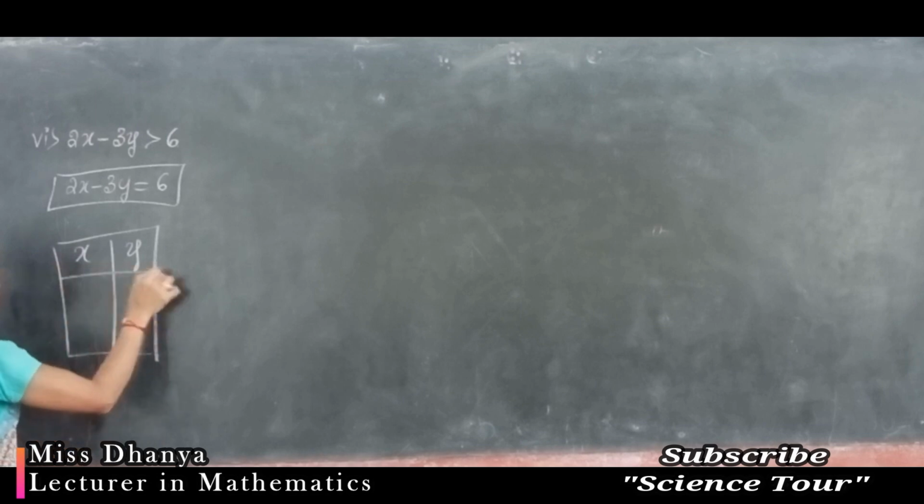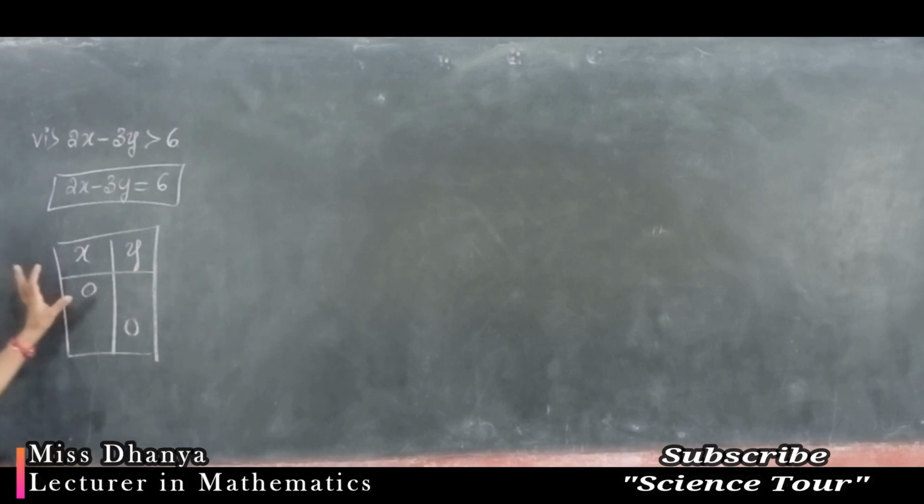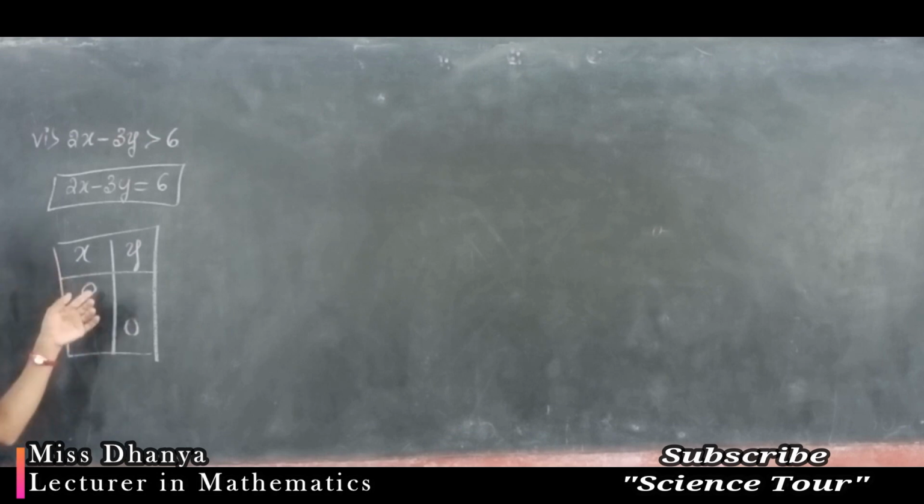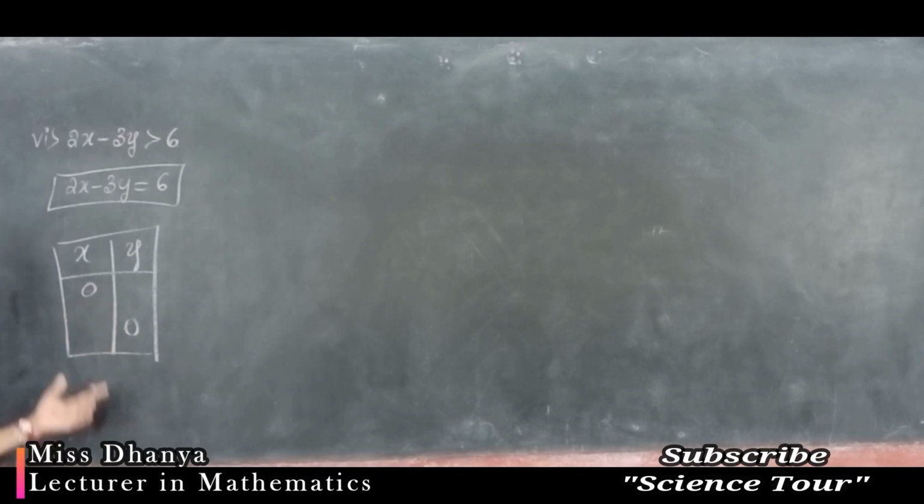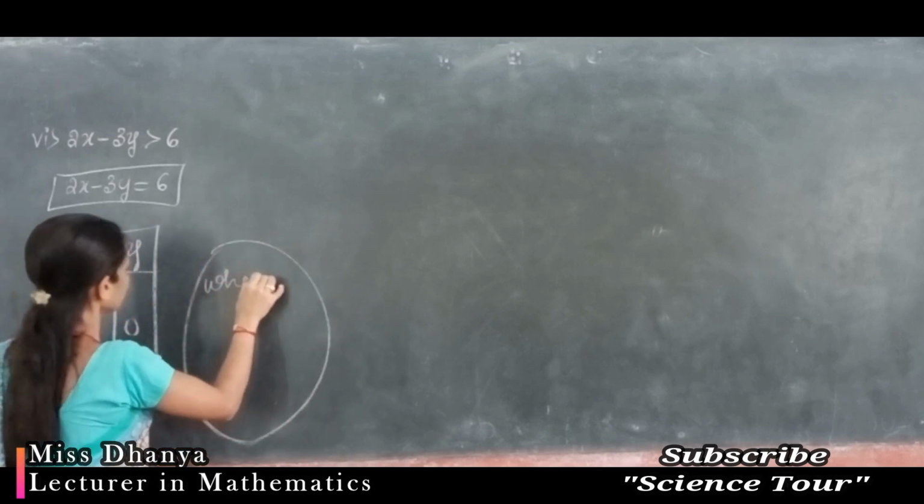Okay. But an easy way is that you can find some points by taking x equal to 0, you will get some y value, and by taking y equal to 0 you will get some x value. Easily you will get 2 points, those 2 points we find. Okay. And when x equal to 0, what you will get?